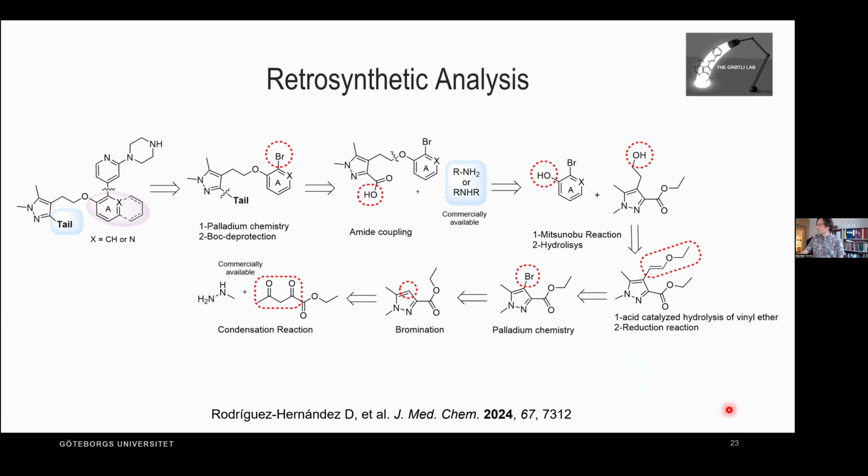Again, retrosynthetic analysis to see how we can make them. This is the general structure. We think that we could divide it between the pyridine ring and the core molecule. That would be palladium chemistry. We could introduce the tail part onto something like a carboxylic acid moiety. We could probably take the core A, again use the same technique as I showed you, a Mitsunobu reaction, to actually introduce the tail part. The chain here that generates the alcohol could come from an acid catalyzed hydrolysis of a vinyl ether. And to introduce this chain, we could probably do palladium chemistry. To get the halogen in could be a bromination. And to make the heterocyclic tail part would be a condensation reaction.